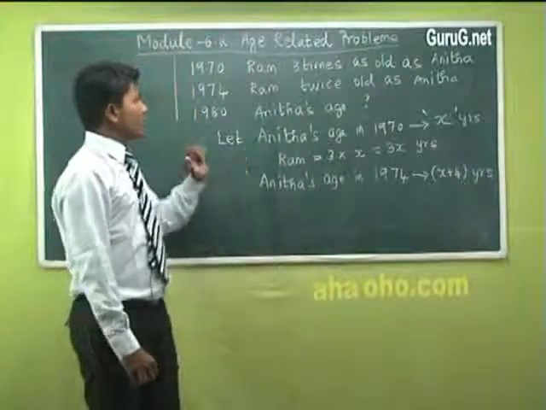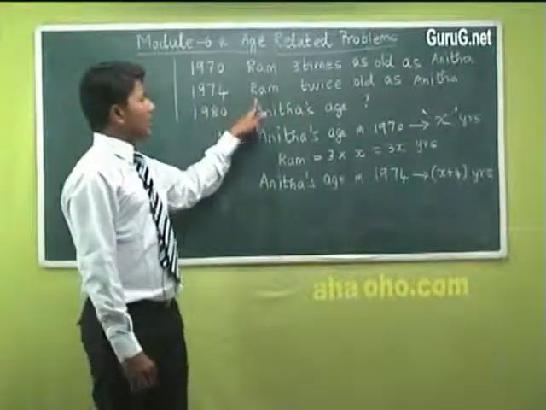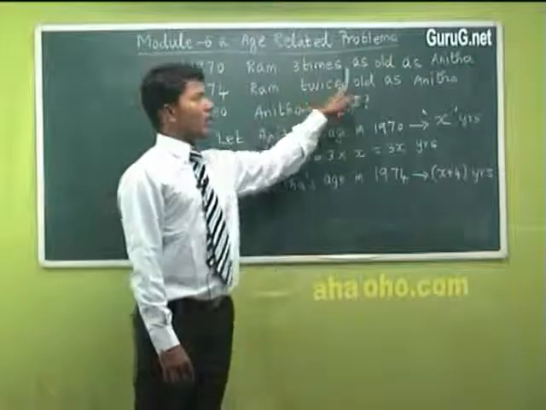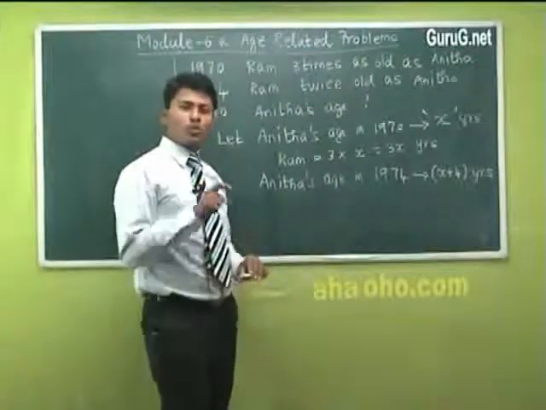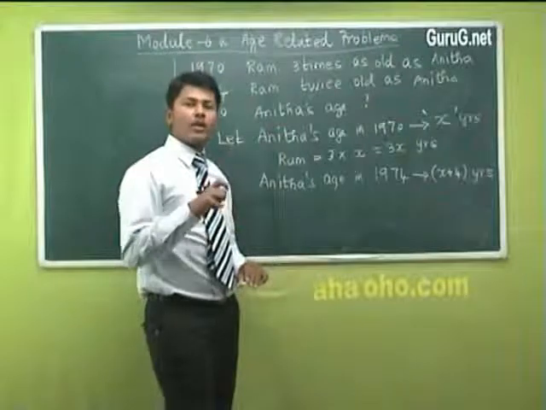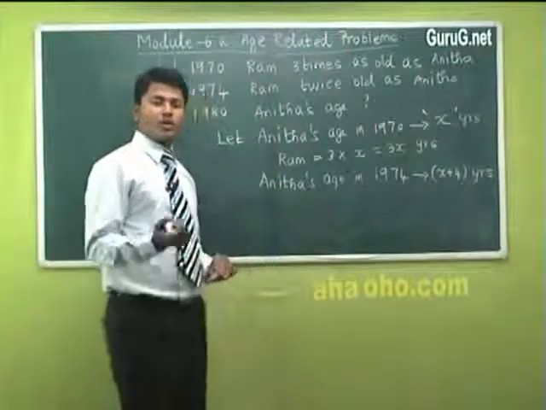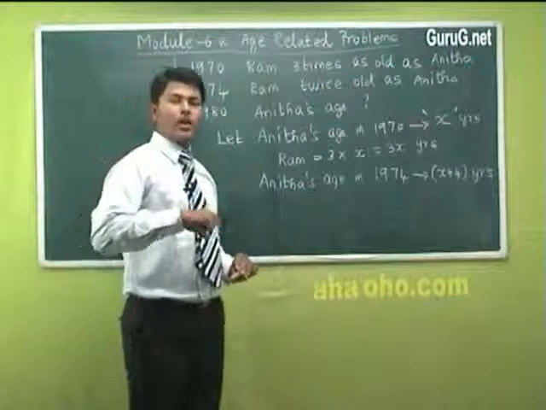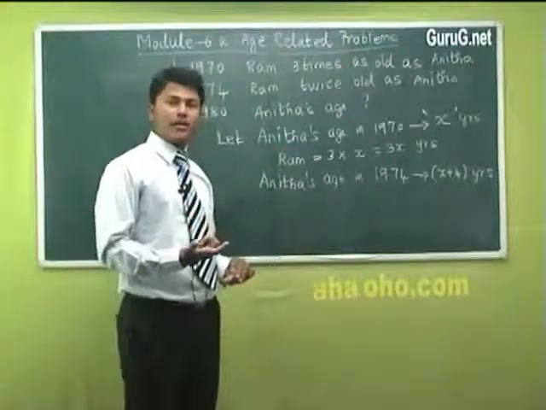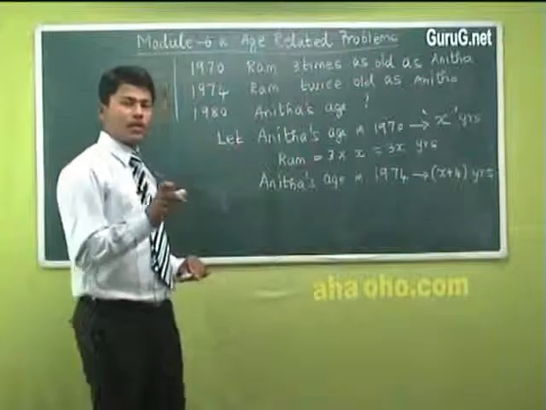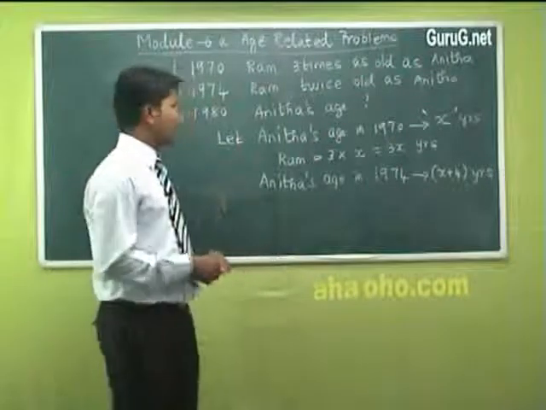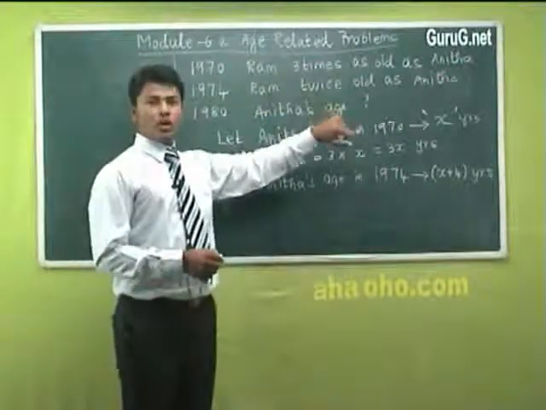What is given in the question? In 1974, Ram was twice as old as Anita. What is twice as old as Anita? Once again, twice is nothing but multiplying by 2. If you are multiplying a value by 2, it means you are doubling it, or twice. The word twice is nothing but multiplying by 2. So Ram was twice as old as Anita.